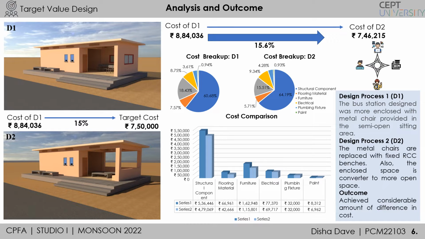The target cost which was decided was 7,50,000, but after doing the design calculation for design process 2, the cost achieved was 7,46,000 approximately. So the decided reduction in percentage of cost was 15%, but the achieved reduction in percentage was 15.6%.